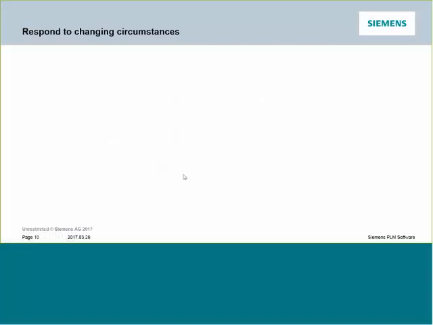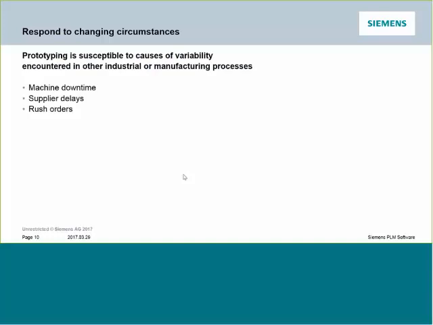And of course, there is the genuine need to respond to changing circumstances. Prototyping is susceptible to the causes of variability that are encountered in any other industrial or manufacturing process, right? You can have machine downtime. You can have supplier delays. As much as you want everything to come from upstream as possible, the reality is sometimes it doesn't arrive, and those delays from your suppliers can result in delays on the shop floor.